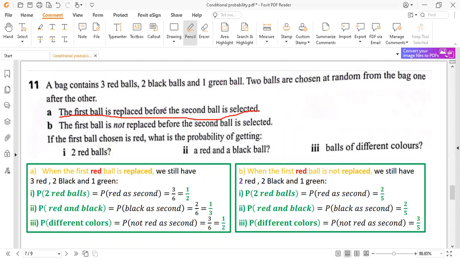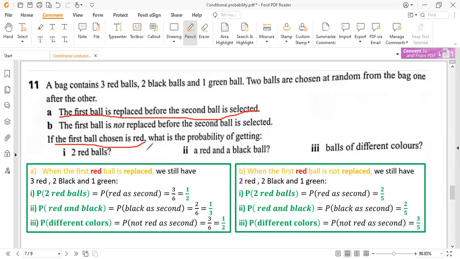The first ball is replaced before the second ball is selected. When the first ball is replaced, we have the same conditions and the same balls in the bag. So nothing is different from the original situation. We have the same situation when we are selecting for the first time or for the second time. Okay, so we want to find the probability if the first ball chosen is red.